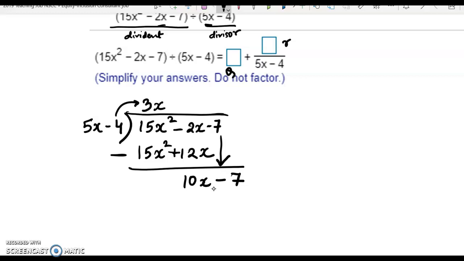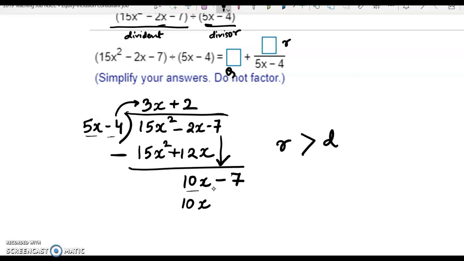Now always ask yourself in the next step, is my remainder bigger than my divisor, this guy? This remainder, is it bigger than this? Yes, this one has 10x, this is 5x, so my remainder is bigger. So I will go ahead with the next step. The next step is, what will you multiply 5x by to get 10x? It is just a positive 2. 5x times 2 is 10x.